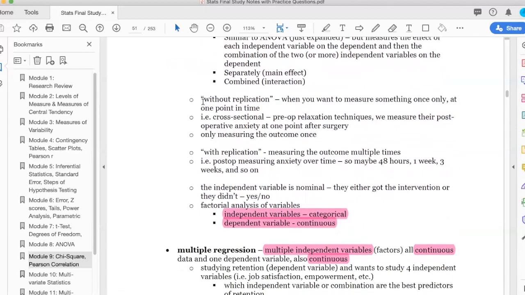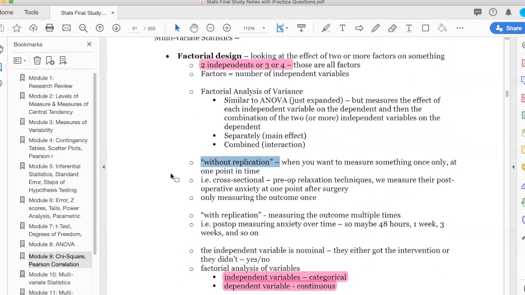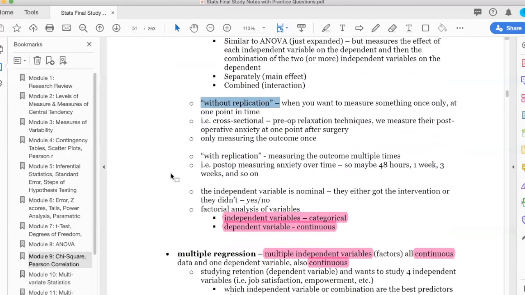I mean, this stuff is pretty common sense. If we're doing a factorial design without replication, you're measuring something only once at one point in time. For example, a cross-sectional study. Pre-op relaxation techniques: you have a bunch of patients, and you're measuring their anxiety post-op at one point after surgery. Just one point. That's without replication. If you had with replication, you would measure their anxiety after surgery, and then again, maybe 48 hours later, and again at a week, and again at 3 weeks, right? So you're going to do replication.